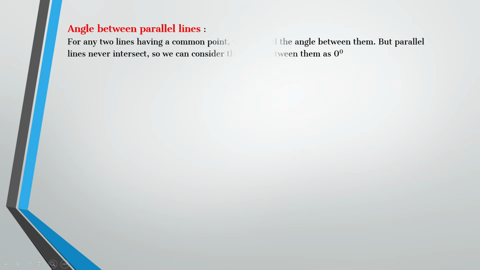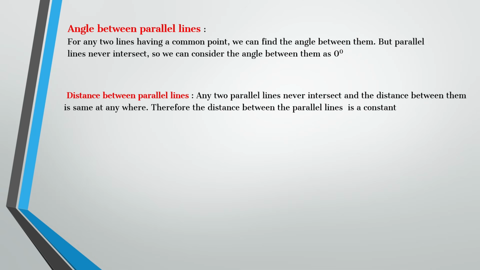Then, angle between the parallel lines. As they don't have any common point, there is no question of making an angle between those two parallel lines. That's the reason the angle between parallel lines remains 0. And the distance between the parallel lines remains the same everywhere. That's the reason we say that the distance between parallel lines is a constant. Okay, so this is about parallel lines.